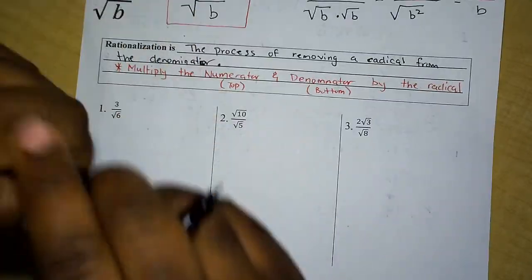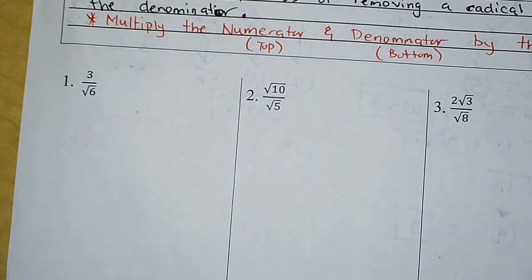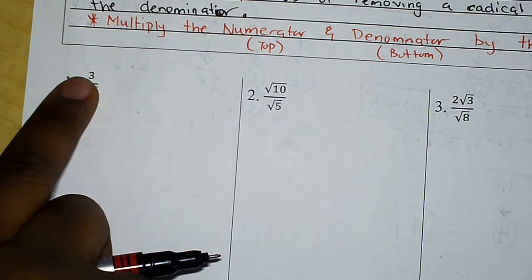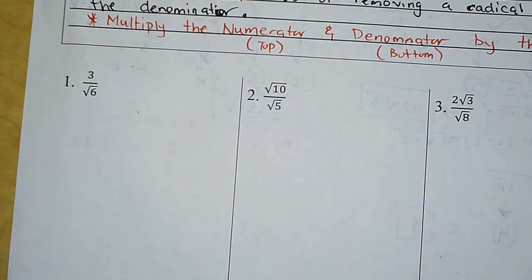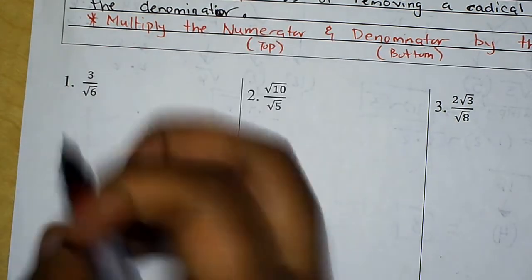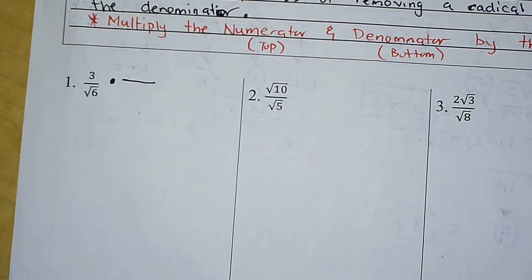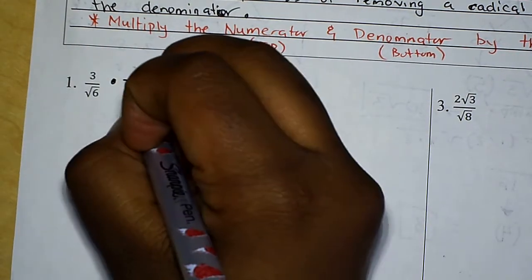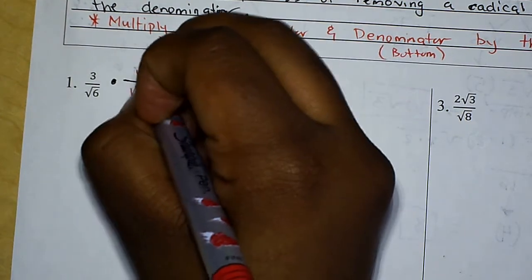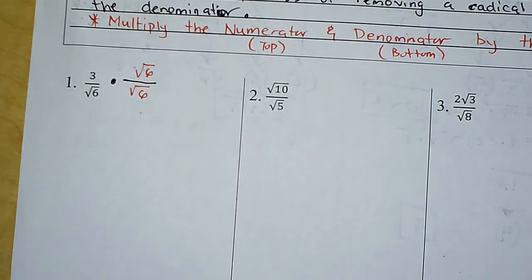So let's look at number 1. Once we go through these 3 examples, this will make a lot of sense. So we have 3 divided by the square root of 6. So of course we have to rationalize. So we're going to multiply the top and the bottom by the square root of 6. So I'm going to multiply by the square root of 6.